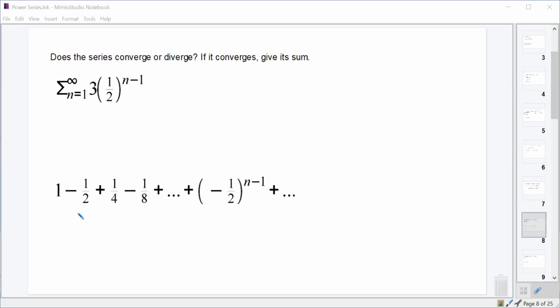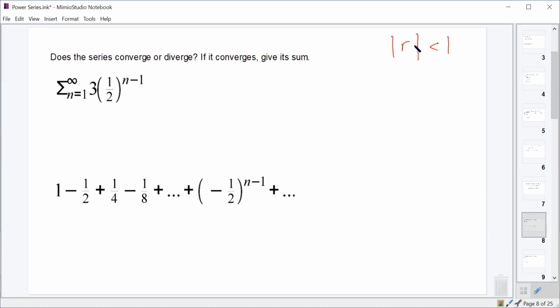So once again, let's remind ourselves what allows a geometric series to converge. If the absolute value of the common ratio is less than 1, right? If R is between 1 and -1, non-inclusive of those endpoints, that is what lets the geometric series converge.